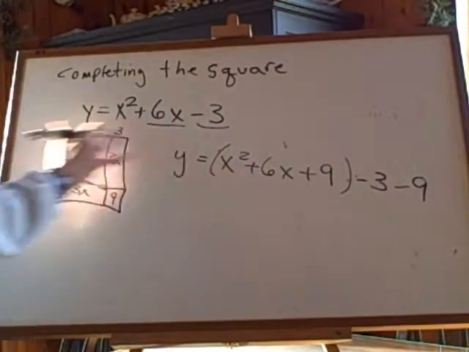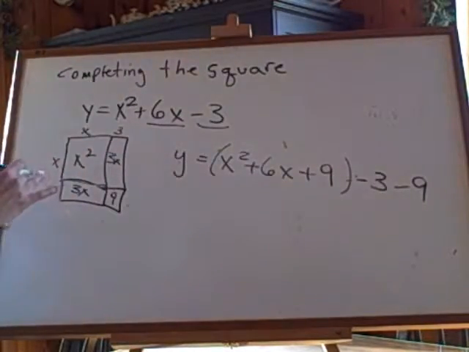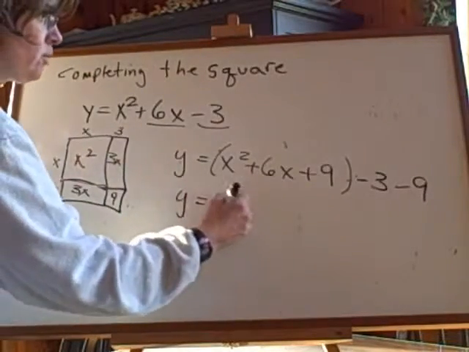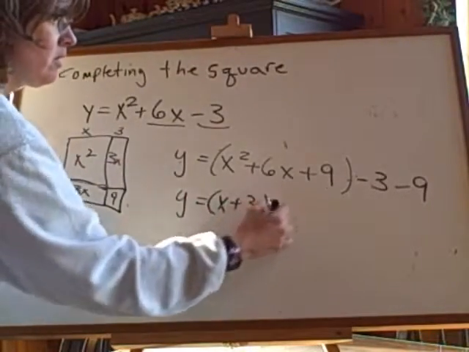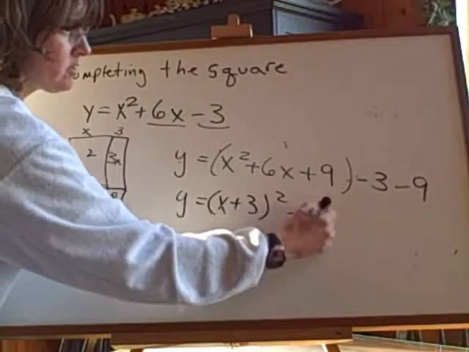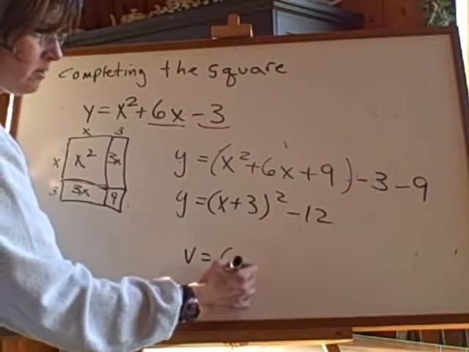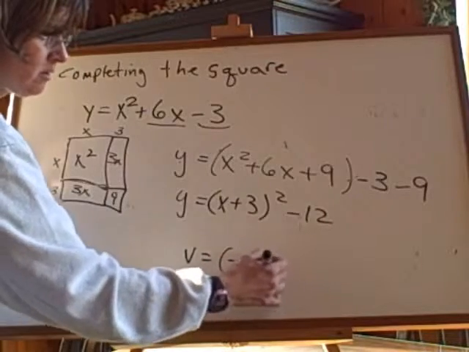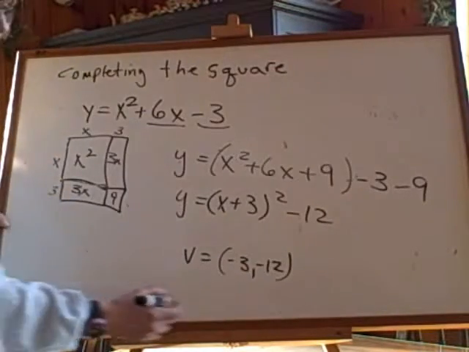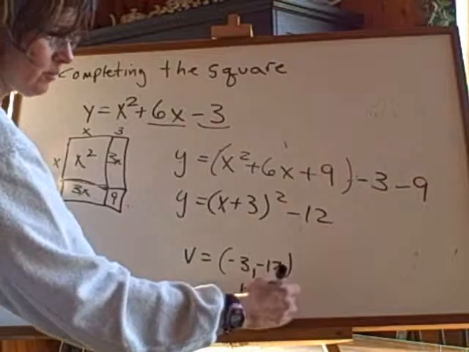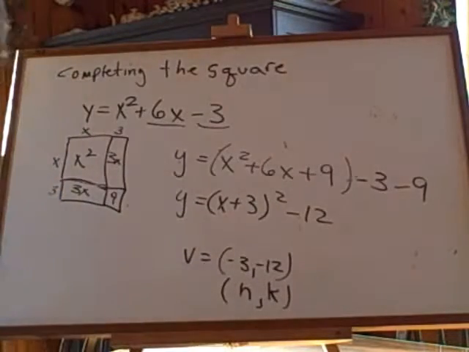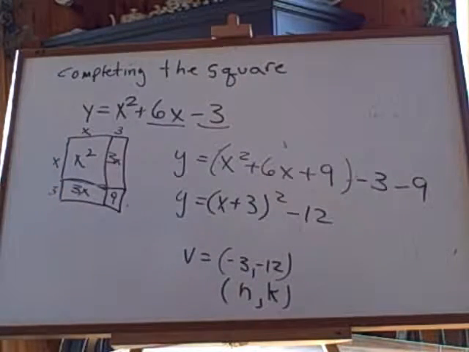Actually, I should already know what it is because of what I did here, right? We're going to write it as a perfect square. y equals x plus 3, quantity squared, minus 12. So what's my vertex? Wouldn't it be negative 3 comma negative 12? So this would be your h, and that would be your k. Making sense? Good to go?